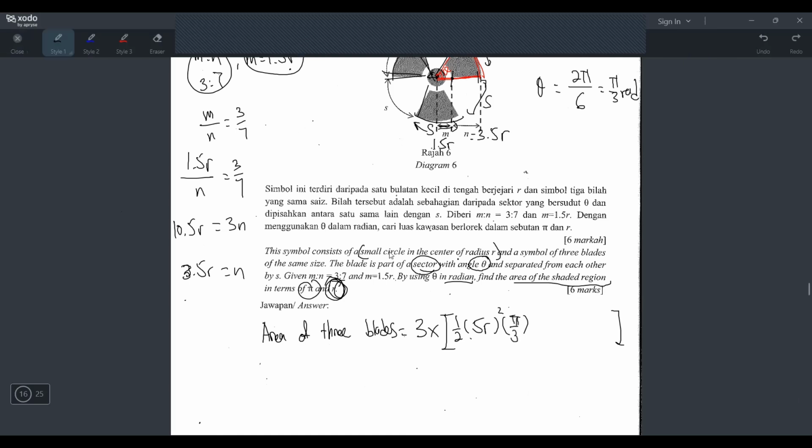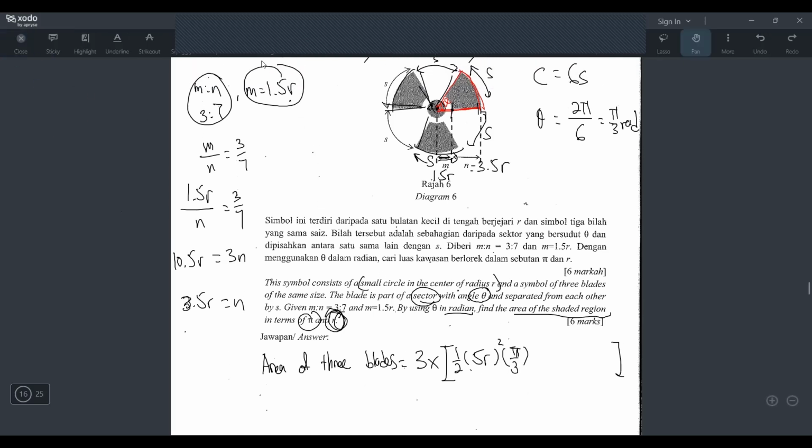Okay, but it's not finished yet. This is the area of the big sector. I still have to minus the area of the small sector. So use the 1 over 2 r squared theta formula one more time. But the small sector is this one, right? So what is the radius? The radius will be 1.5r. And then what is the theta? It's also pi over 3, right?